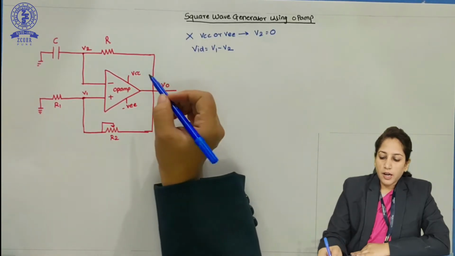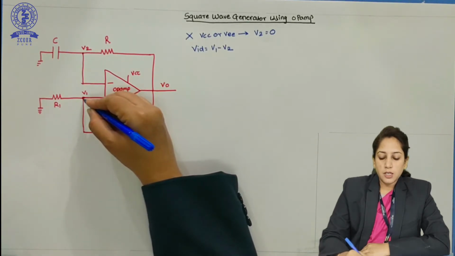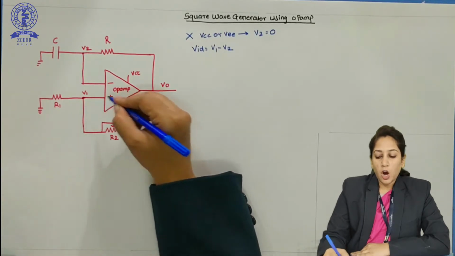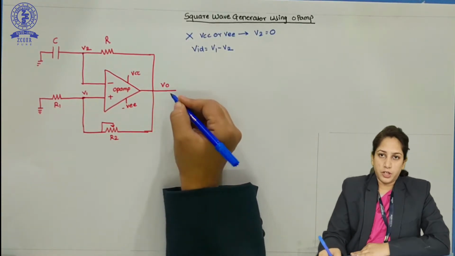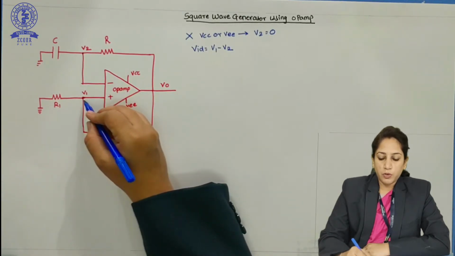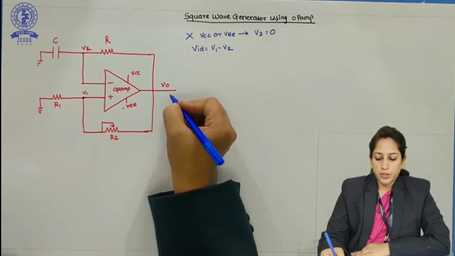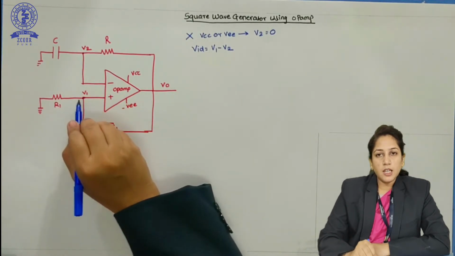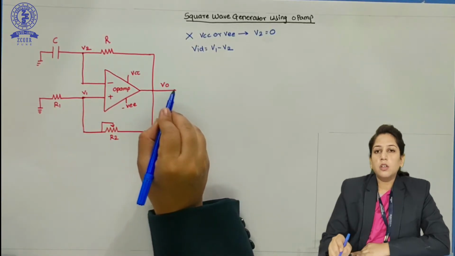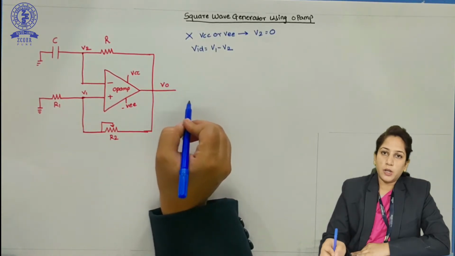About V1 here, V1 will be some small finite value which will be a function of the output offset voltage, and that V1 is enough to drive the output voltage into saturation, either positive saturation or negative saturation.